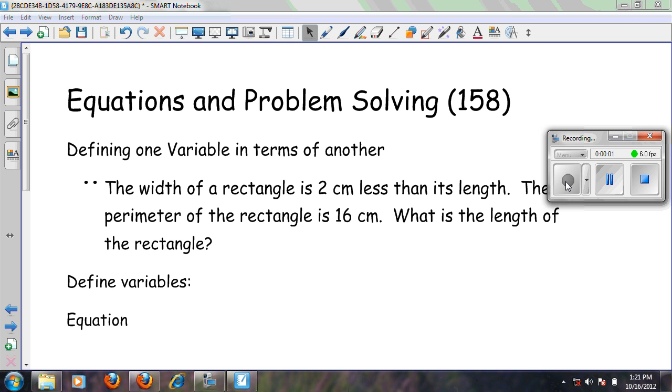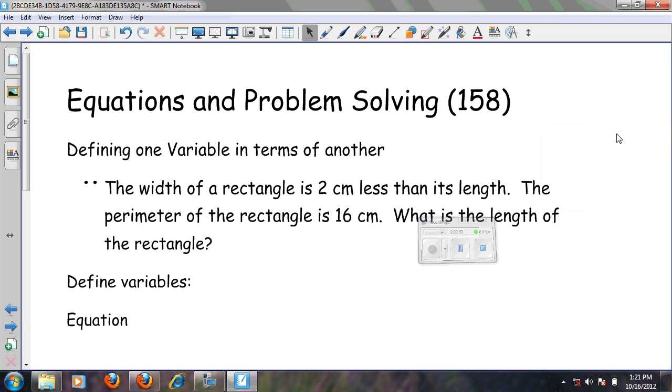This is Chapter 3, Lesson 6, page 158, Equations and Problem Solving. This is Part 1. If we look at page 158, we're going to talk about defining one variable in terms of another.